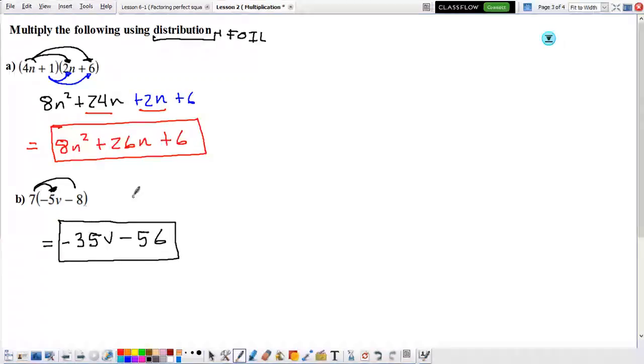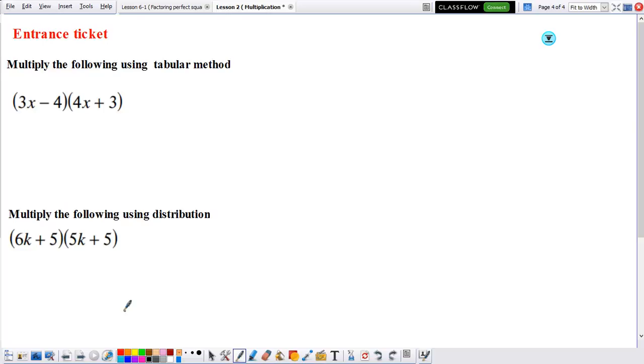Now, here's your entrance ticket. In the first example, multiply the following using the tabular method, which again you can think of as just the box method. In the second example, just use regular distribution.